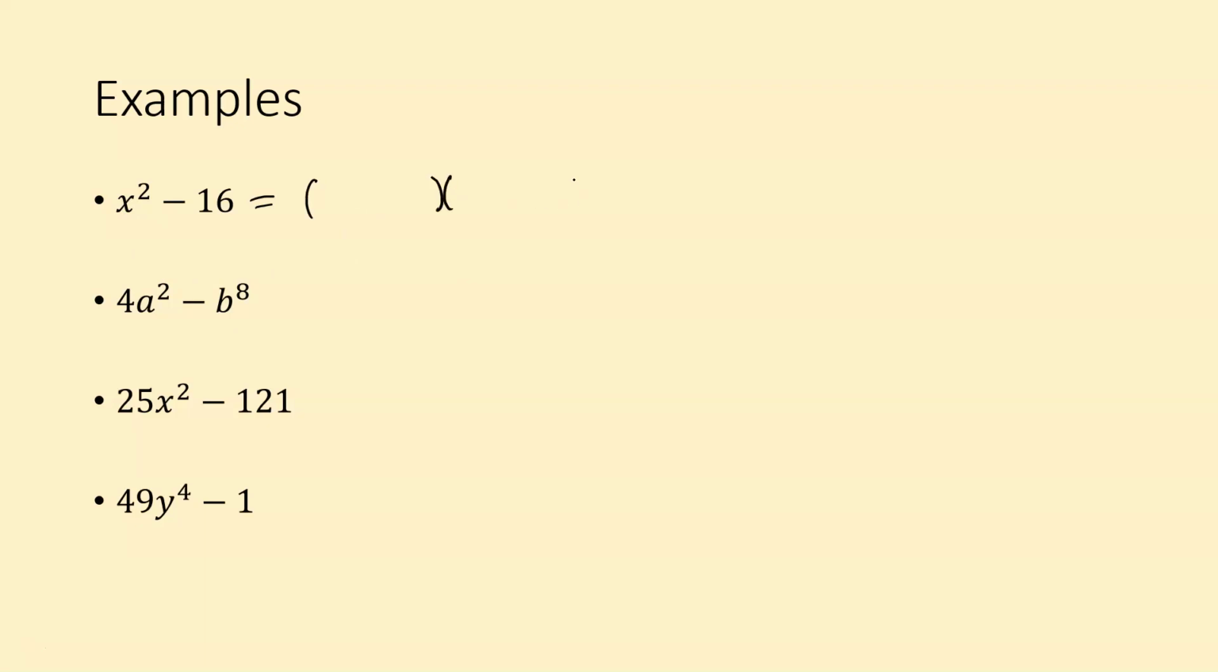We want to apply that generalization. So we take the square root of the first term. So square root of x squared is just x. We take the square root of the second term. Square root of 16 is 4. And we put in plus and minus. And that's all you have to do for that. That is how you would factor that. Now let's take a look at this next one.